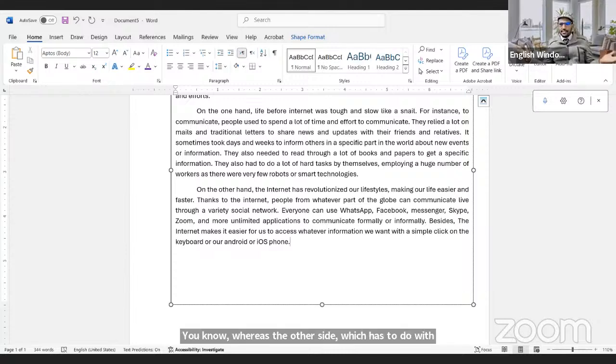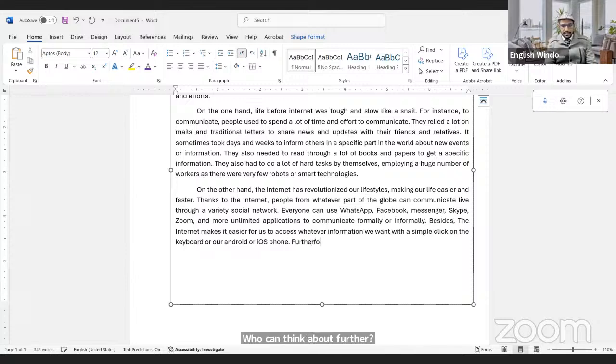performing different tasks through AI and robots. Great. So we need another linking word for addition. We can think about furthermore, right? Furthermore. علاوة على ذلك, furthermore, right?